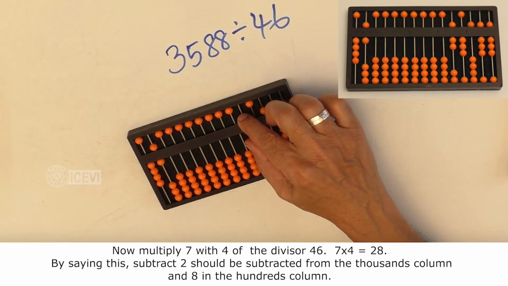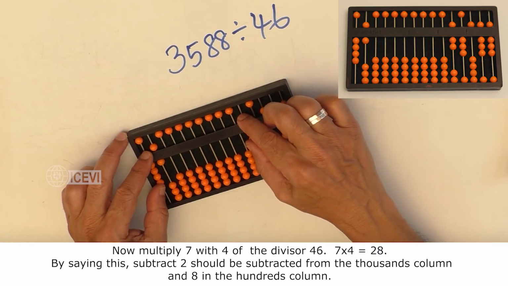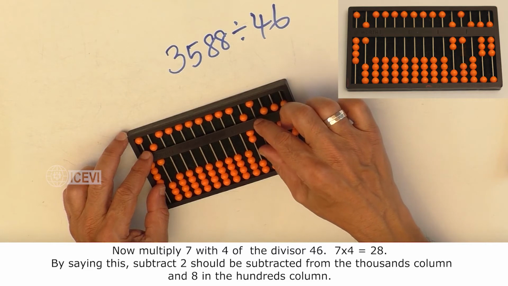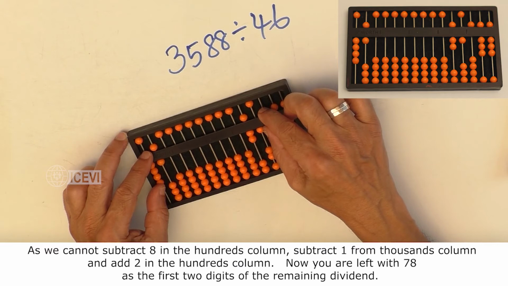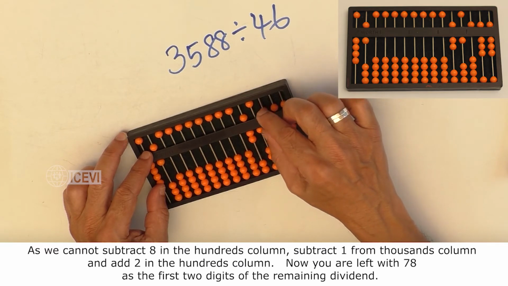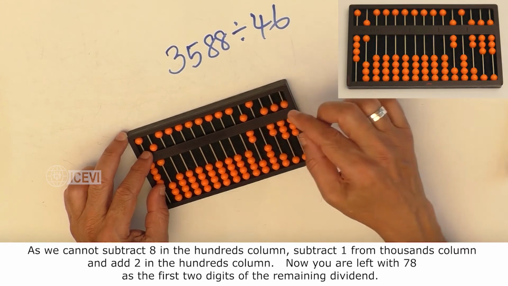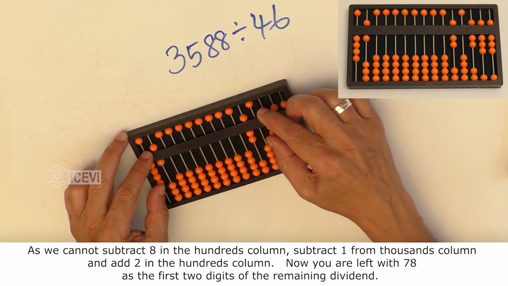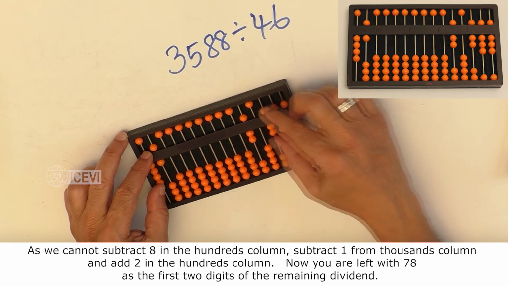Now multiply 7 with 4 of the divisor, that is 7 multiplied by 4 equals 28. By saying this, 2 should be subtracted from the thousands column and 8 in the hundreds column. As we cannot subtract 8 in the hundreds column, subtract 1 in the thousands column and add 2 in the hundreds column. Now you are left with 78 as the first 2 digits of the remaining dividend.